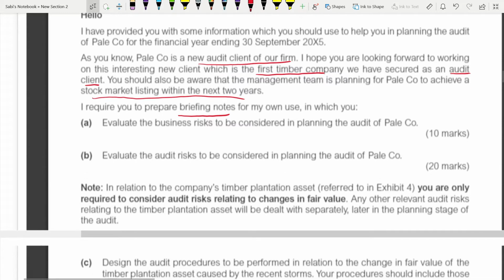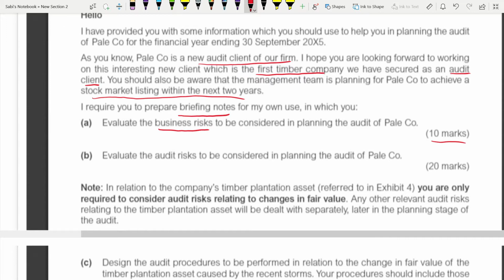So these are your requirements. A: Evaluate the business risk to consider in planning the audit of PAIL company. The main topic is business risk. When you're planning the audit, you have to consider this. 10 marks. You will also come to know how many points we have to write for the marks given to us, because it is very important that you decide beforehand exactly how many points you are going to write.